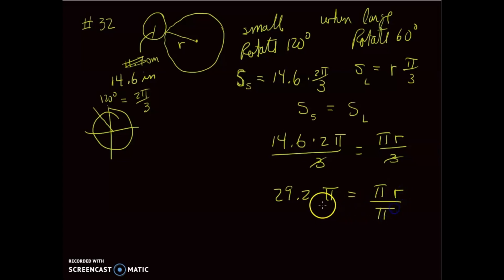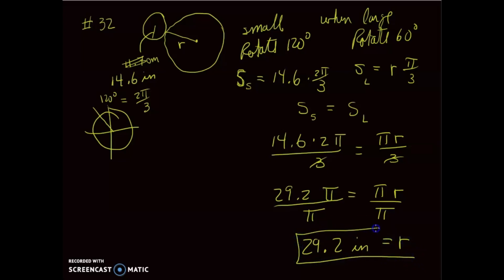Divide both sides by pi, and we get 29.2. In this problem, it was inches for the radius of that larger one. When these are touching, we know that the amount that this moves is the same as the amount that that moves. Okay.